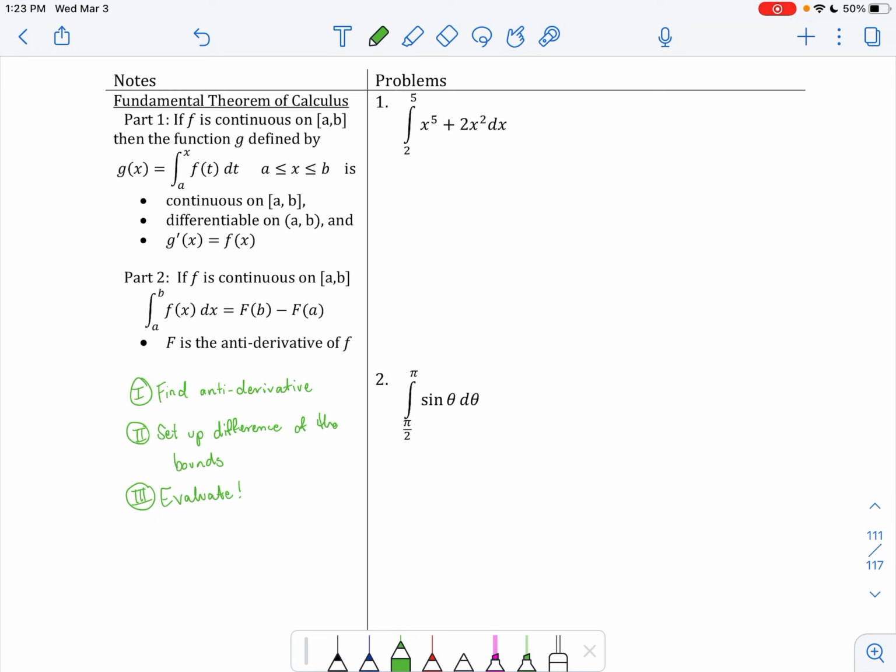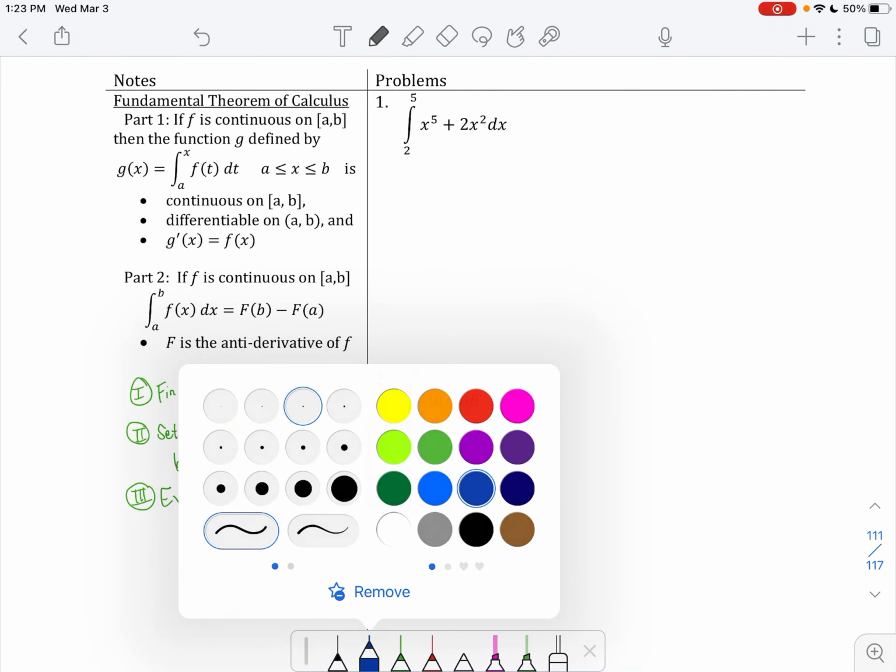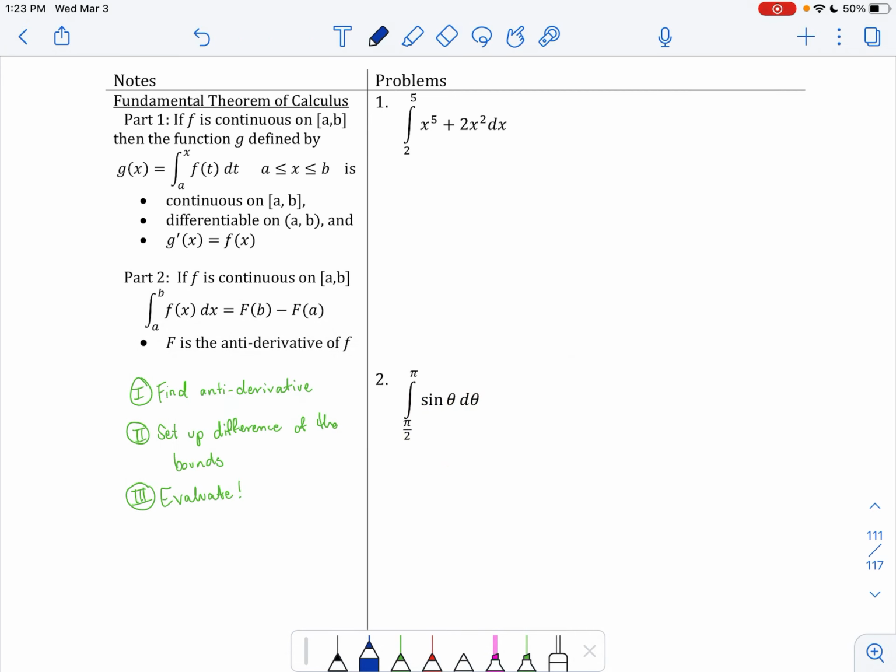So let's look at a couple of examples for this. I'm going to make my pens a little bit bolder so that they're easier to read. So here we have the integral from 2 to 5 of x to the fifth plus 2x squared dx. So if you graph it out, you're going to look at a complex polynomial function. We're trying to find the area between 2 and 5, whereas before this would be very challenging. All we need to do is find the antiderivative.